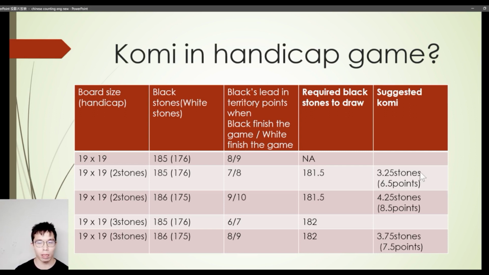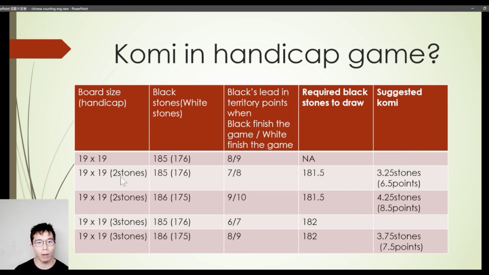So black will win when the komi is 3.25 stones. But if the komi is 3.75 stones, normally we would consider 3.75 stones as 7.5 points. But in that case, black needs 186 stones to win. And black could not get 186 stones if black is only leading by 8 territory points. Black needs 9 territory points in order to have 186 stones. In that case, a 7.5 points komi is not working.